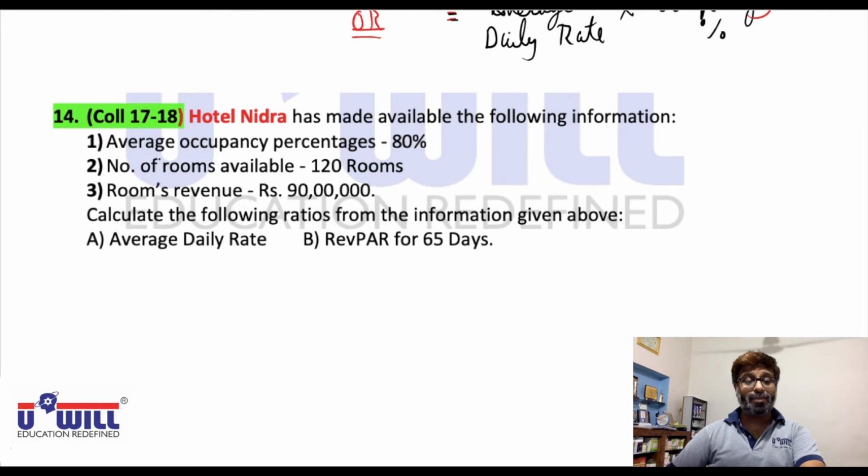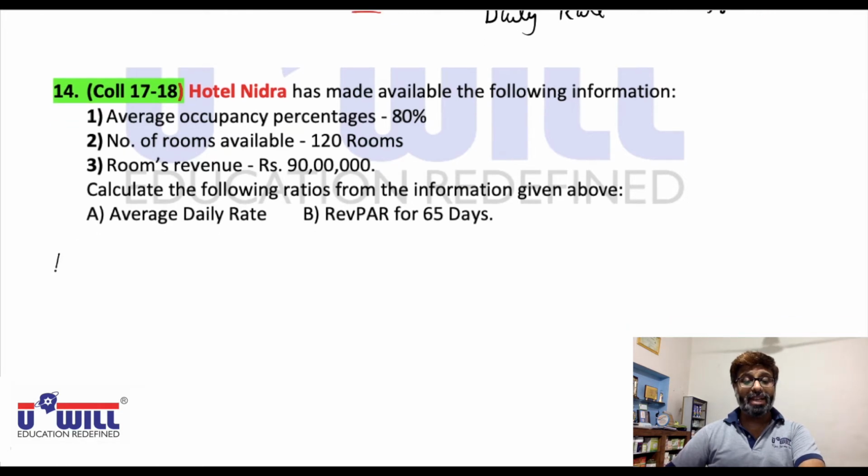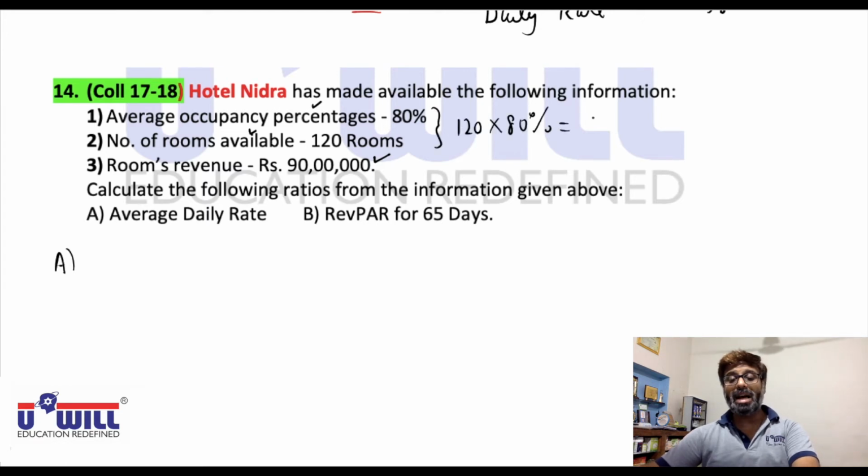Now, see what is asked first is average daily rate. What is the formula of average daily rate? Total rooms revenue divided by total number of rooms sold. Are number of rooms sold given? No. But when you multiply number of rooms available into occupancy percentage, means 120 is 80%. Can I say 96 rooms are sold? Total 120 rooms are available and occupied are 80% of that.